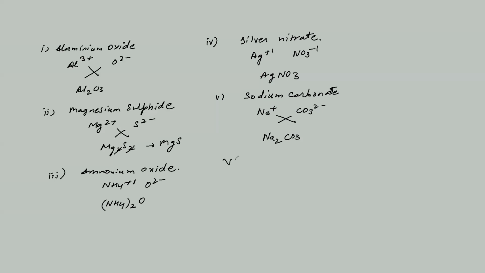And then the last example is aluminum sulfate. Aluminum is 3 positive. Sulfate is SO4 2 negative. Now 2 will come here and 3 will go here. But remember, sulfate is a polyatomic ion, so for the polyatomic ones we need to use the bracket. So it would be Al2(SO4)3. I hope these are clear. I hope you understand. Okay, let us move forward.